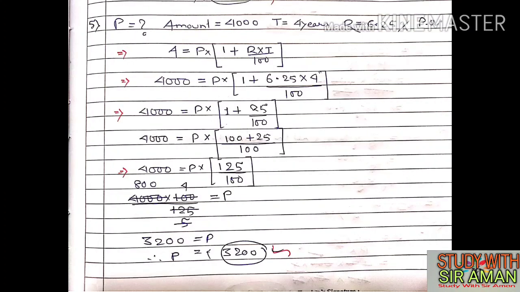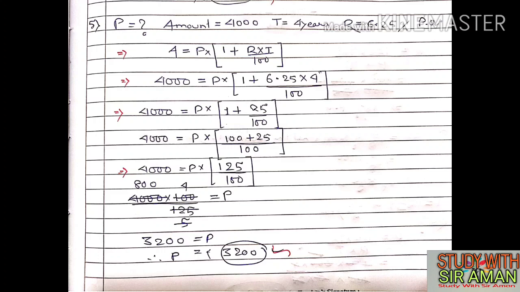Check. P, what amount, time, rate is given. A is equal to P into 1 plus R into T by 100, we will use. A means amount, which is given as 4000. In the place of amount I have written 4000. Then principal is not given, it's okay. 1 plus R is given 6.25 into time is given 4 by 100.